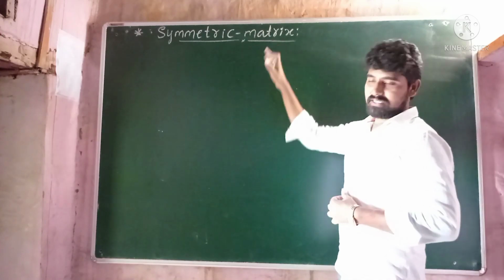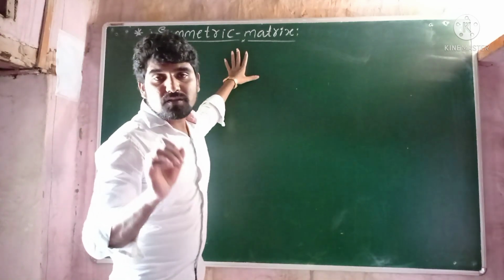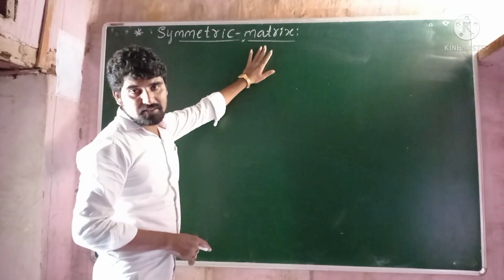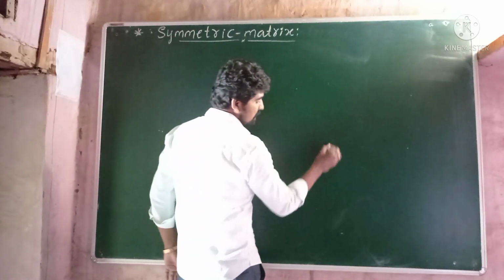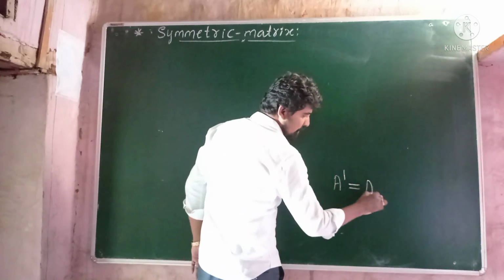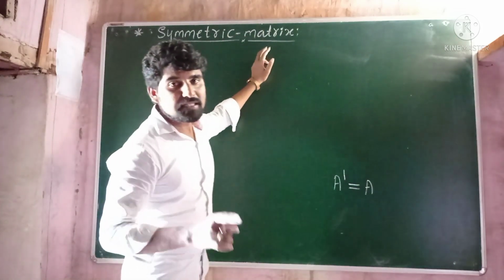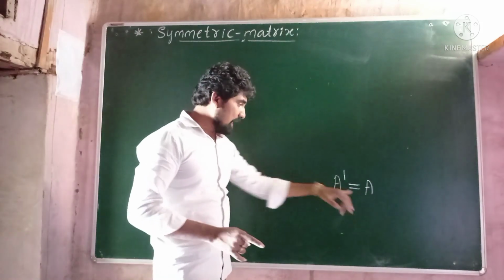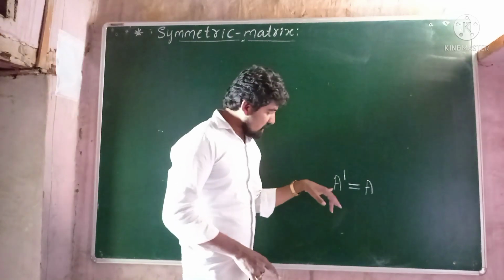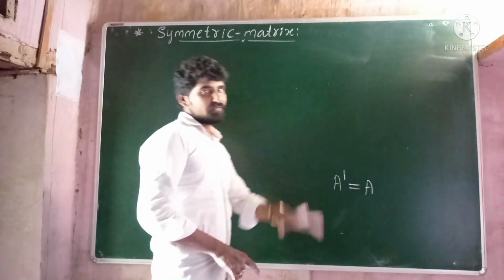Next one is symmetric matrix. So what is meant by symmetric matrix? A square matrix A is said to be a symmetric matrix if transpose of the matrix A, means A dash, is equal to the matrix A. I hope all of you understood what is meant by symmetric matrix. A square matrix A is said to be a symmetric matrix if transpose of the matrix A is equal to matrix A.